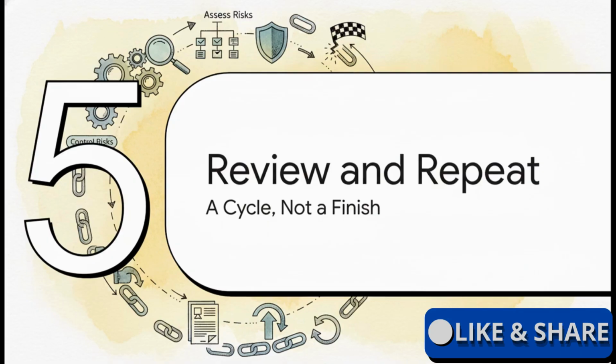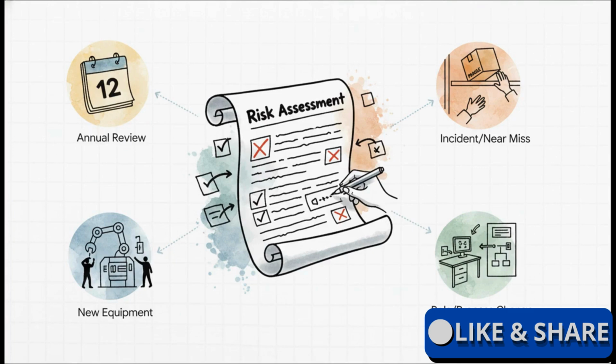You see, safety is a cycle. It is not a finish line. A good risk assessment is a living document. It has to change as your workplace changes. So when should you dust it off and take another look? For sure, you should do it annually, at a minimum. But you also need to review it immediately after any kind of incident or even a near miss. And of course, whenever you bring in new equipment or change a process, or even when people's job roles change. The goal is to keep it alive and relevant, always.